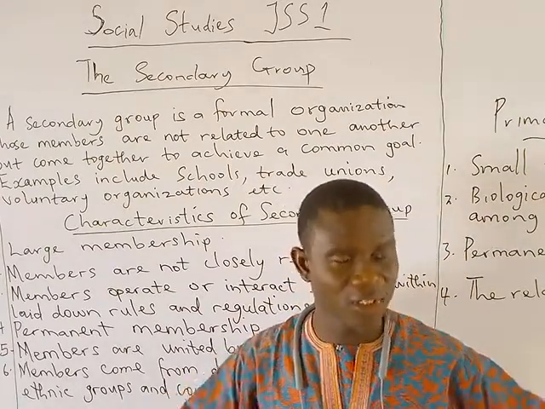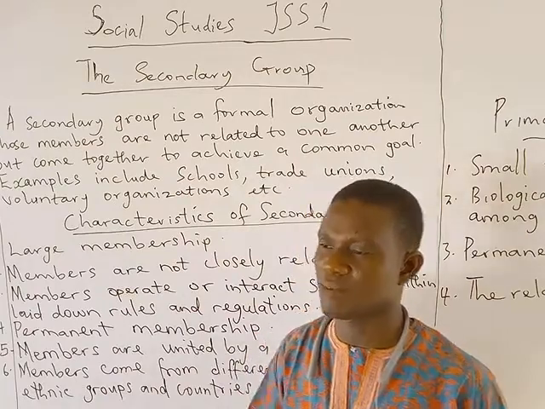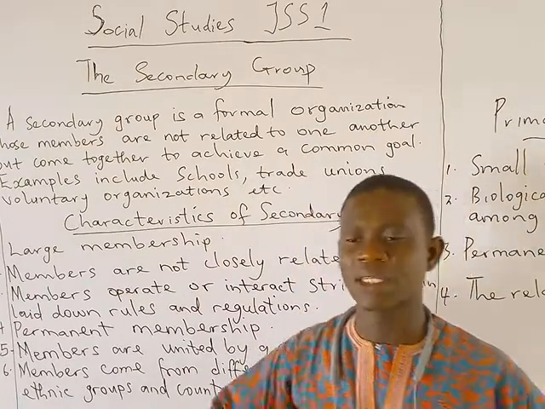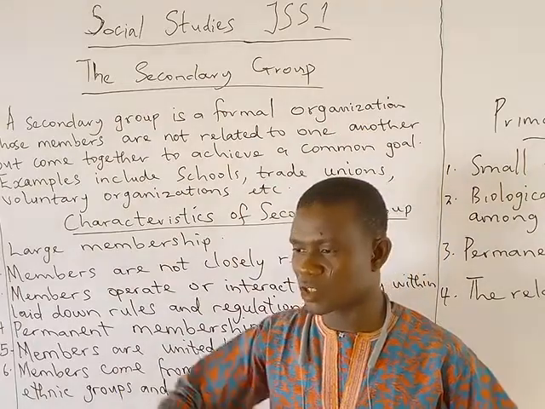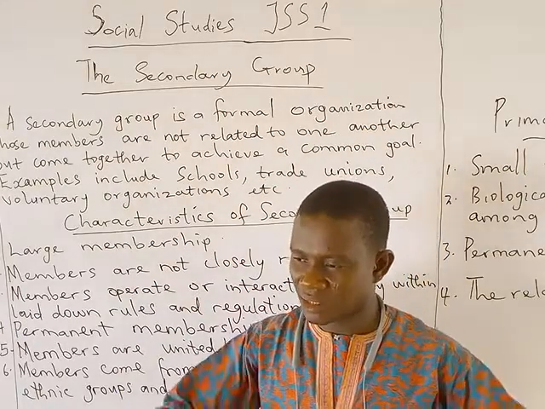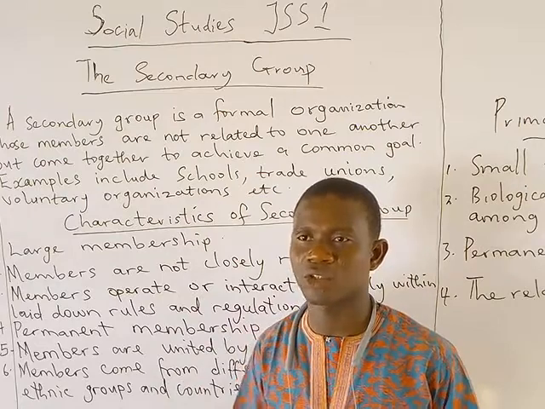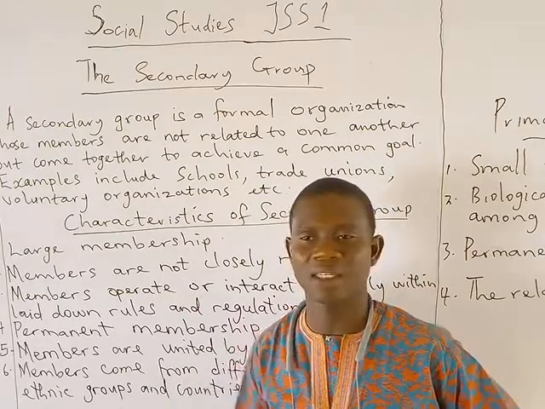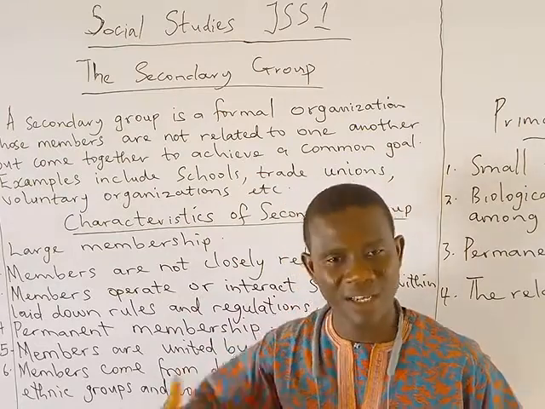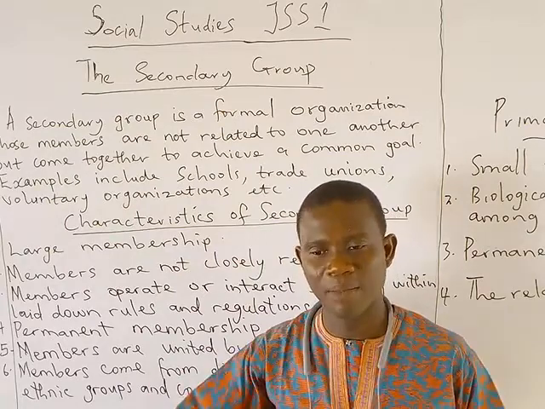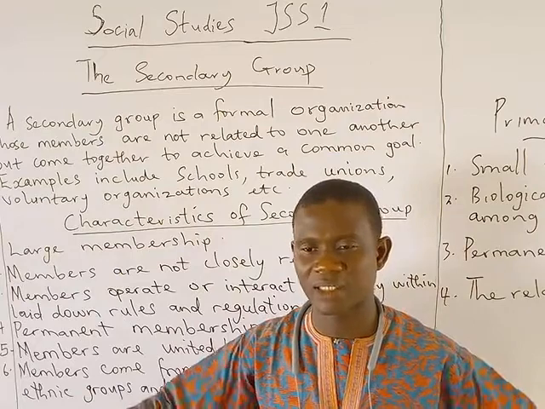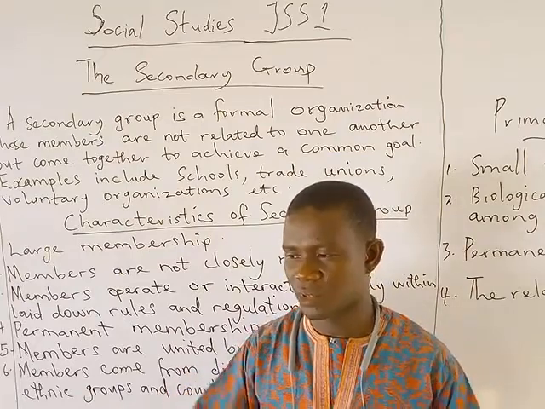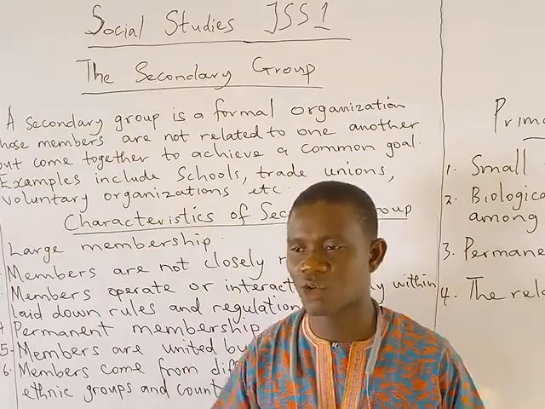They operate strictly within laid down rules and regulations, meaning that there are rules and regulations guiding the operations of members in that group. So members operate within laid down rules and regulations. Now, all these are the characteristics of a secondary group, and also members of a secondary group come from different backgrounds, different ethnic groups, different families, and so on and so forth.